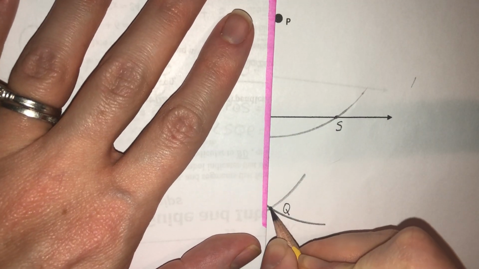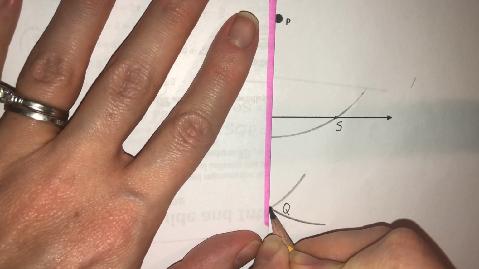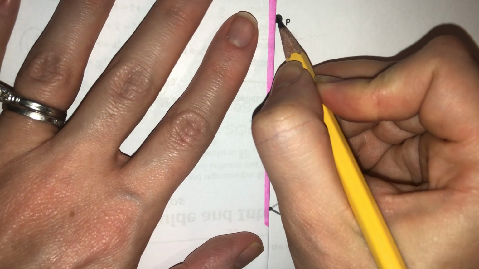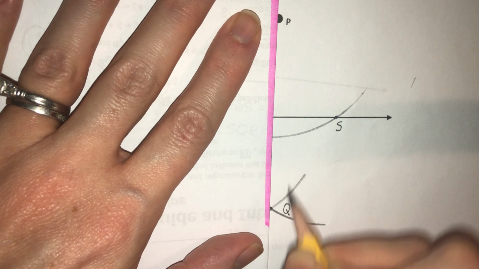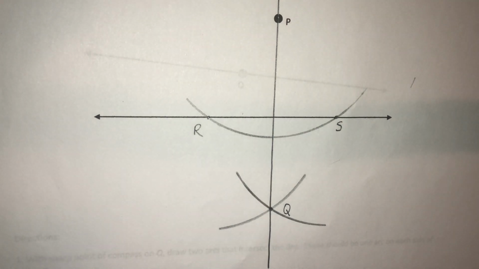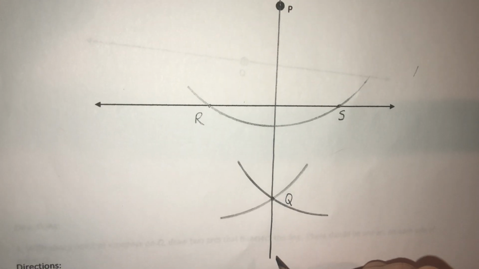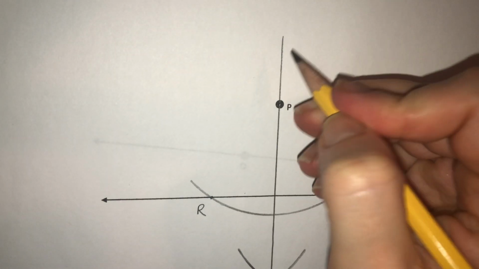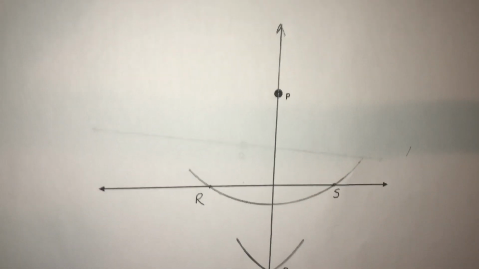So lining up, there's point Q, there's point P, and make a straight line. Put arrows on the end to show it is a line that goes on forever.